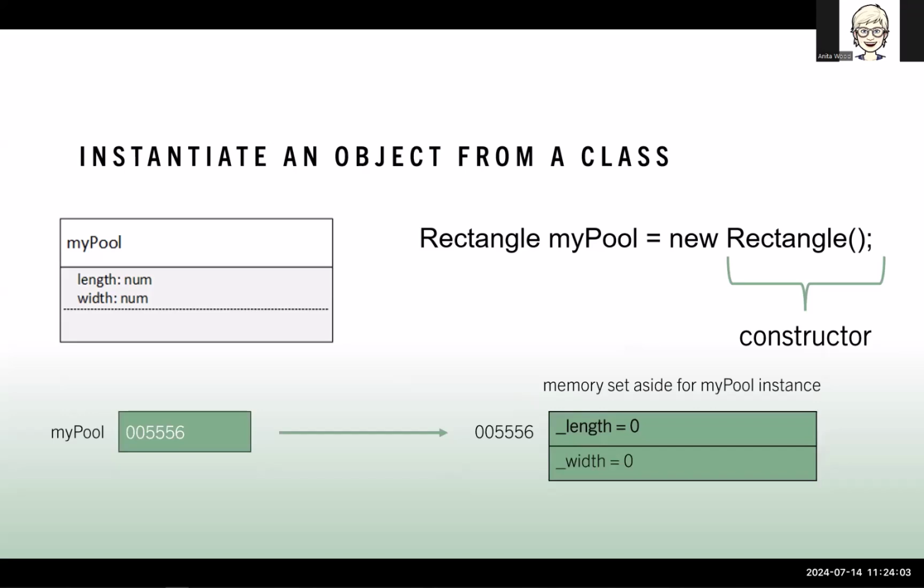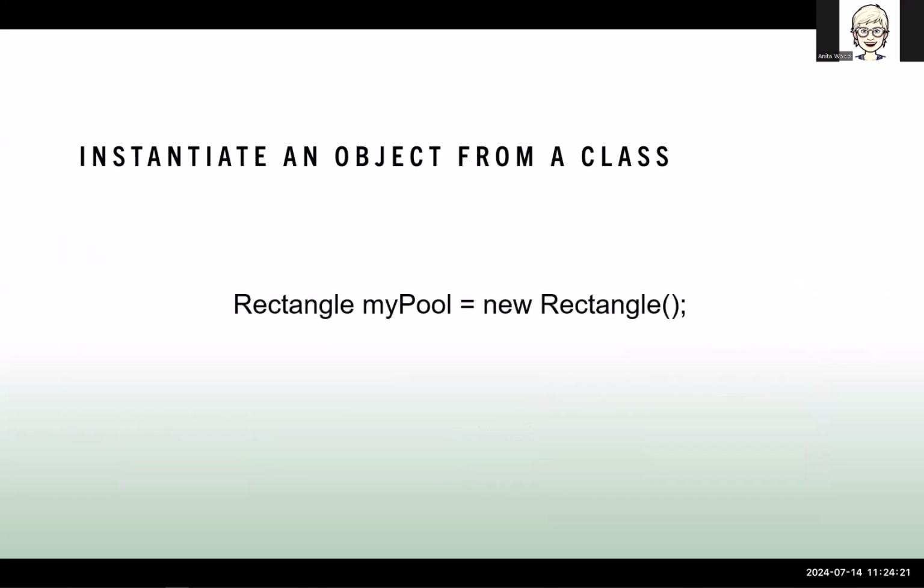Let's look back at the memory to check that out. Looking at the memory set aside for the myPool instance, you'll find length and width are set to 0. Well, 0 is the default value Java puts in memory for attributes if they're not given values in the constructor. So as I said, there is more to come regarding constructors in a later video. For now, just understand this is the Java code that will declare and initialize an instance of our Rectangle object.